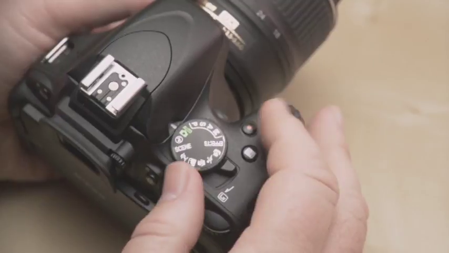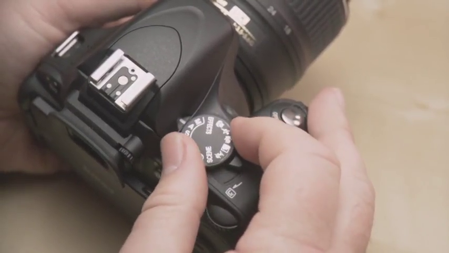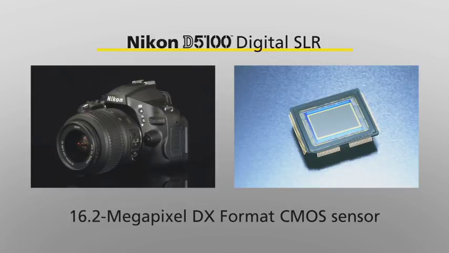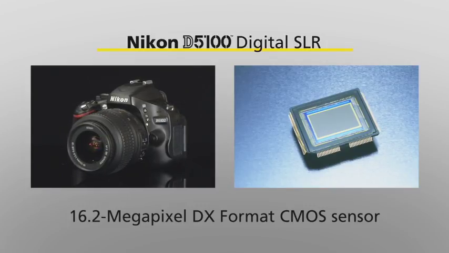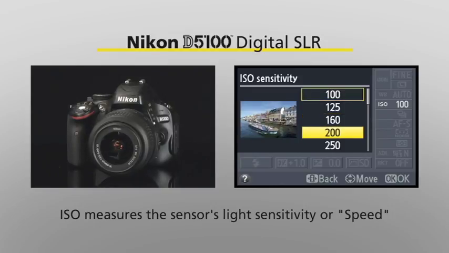Finally, let's talk about these modes, indicated by the P, S, A, and M here on the mode dial. To fully understand what these do, I should first take a minute to go over the basics of exposure. It all begins with light. Your camera has a powerful image sensor, the part of the camera that collects the light from the lens to create an image. The sensitivity of the image sensor is called the ISO setting.